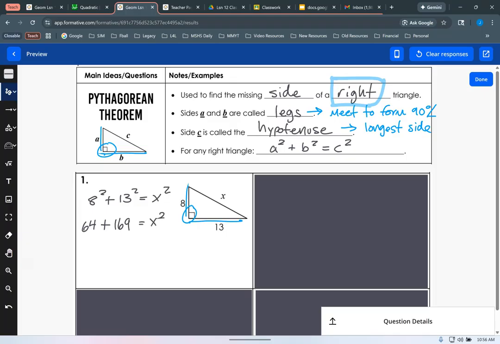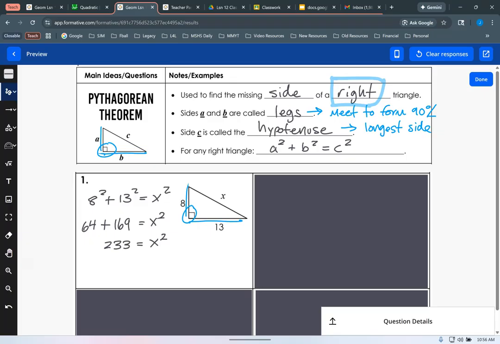So now that we've done our squaring of the numbers that we can, we're going to add up our terms here. So 64 plus 169. You guys do that for me. What do you got? 233 is equal to x squared.